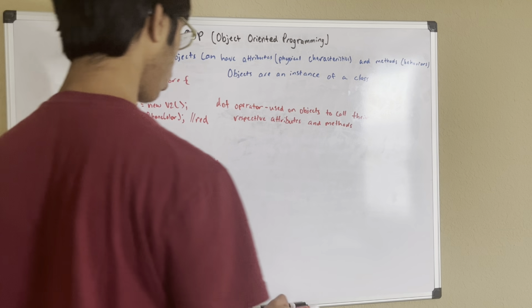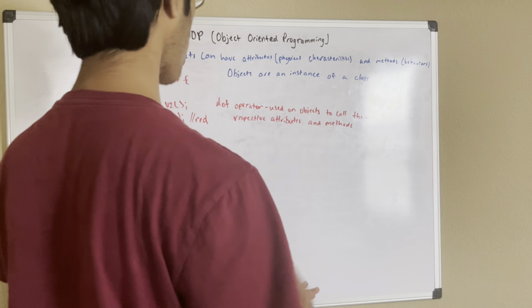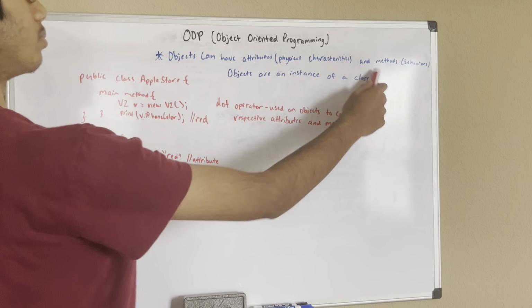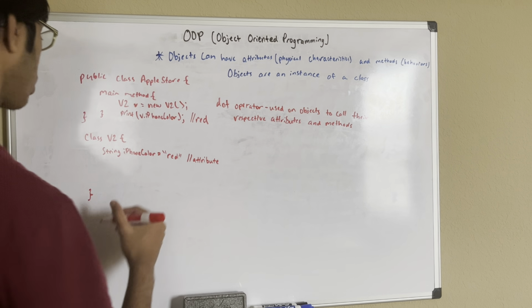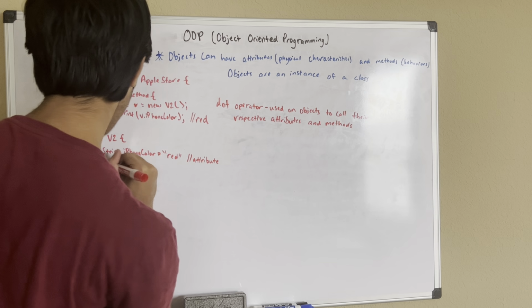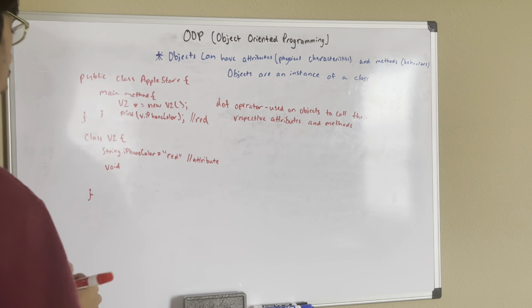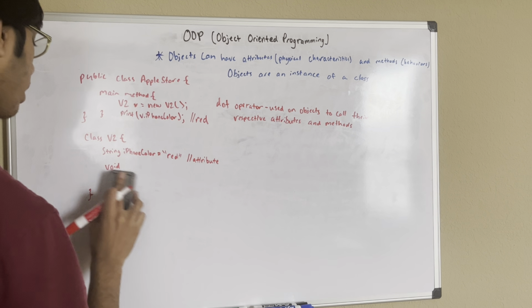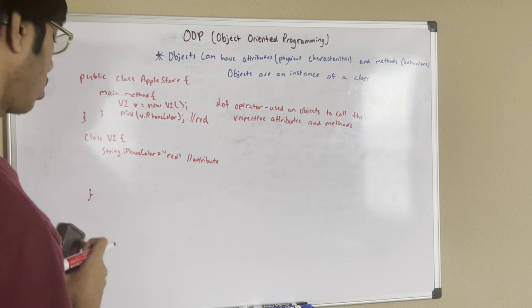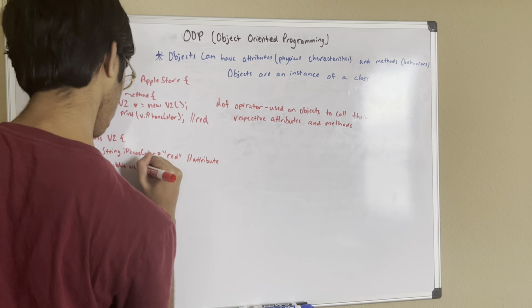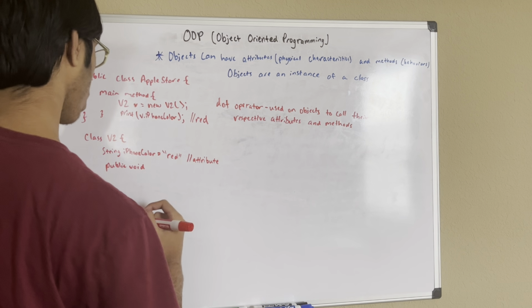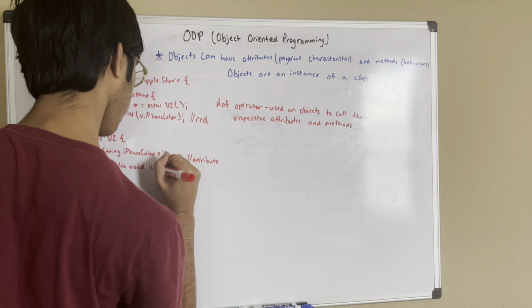So now let's make a method and try it. Remember that objects can have attributes and methods. So why don't we try creating a method in our secondary class? So let's make a void, and we're going to call it... Nah, I can't make it void. I might make it public just because. And what do I call this? Is ringing.